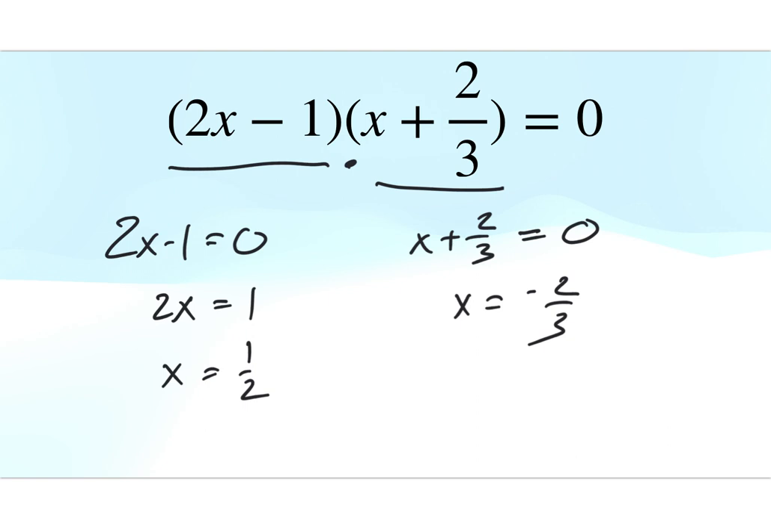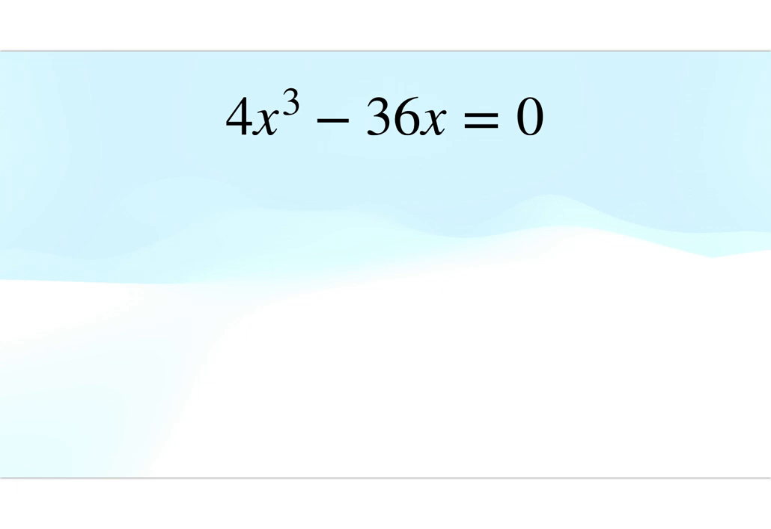When in doubt, you can always go back and plug it in to see if it actually makes your equation 0. So if you put the 1/2 in here, 2 times 1/2 is 1, 1 minus 1 is 0. 0 times anything is 0. Negative 2/3, negative 2/3 plus 2/3 is 0. 0 times anything is 0.